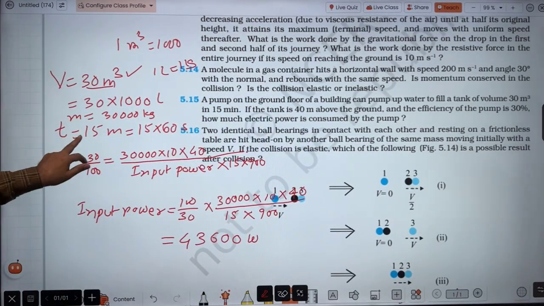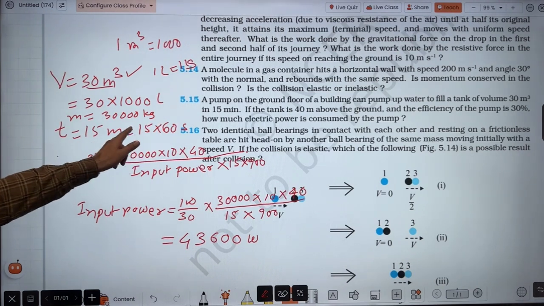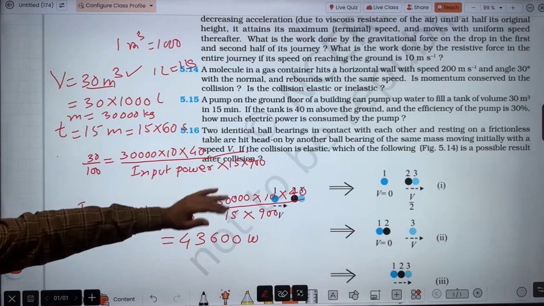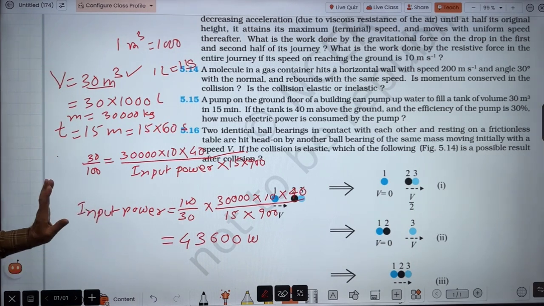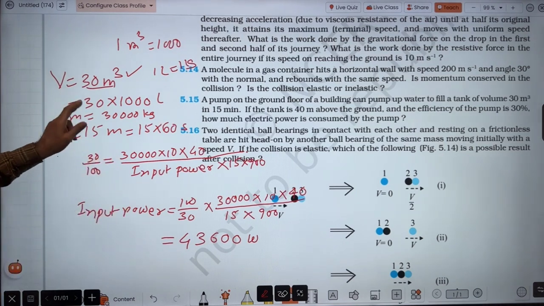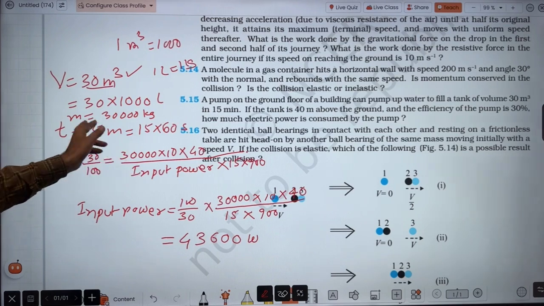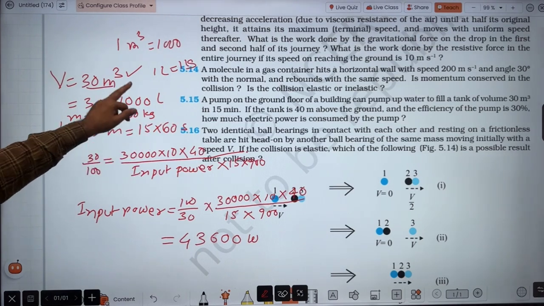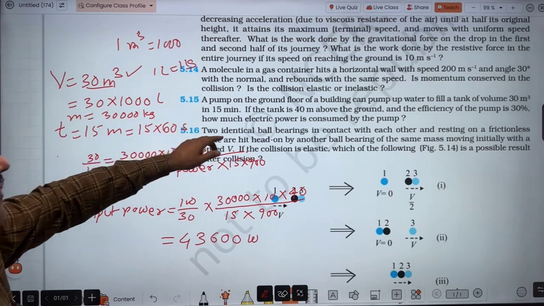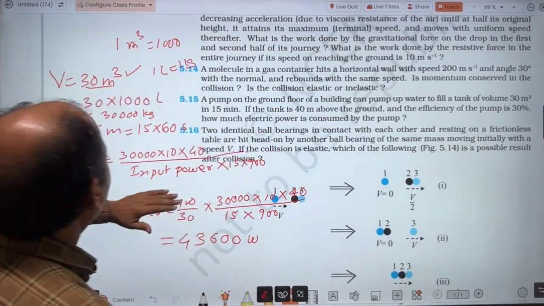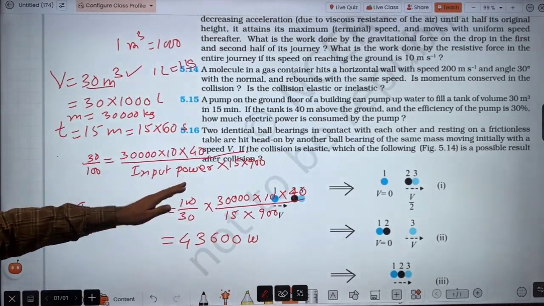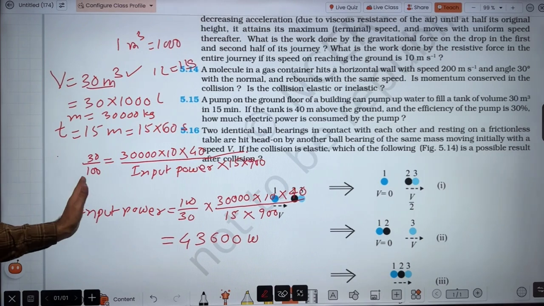So t equal to 15 minutes, which can be written as 15 into 60. So after putting that value, we can get the correct answer. You have understood that efficiency is equal to output power divided by input power, and output power can be found by using mgh divided by t. So m is this, g is 10, h is 40, that is given in our question, 40 meter, and divided by time, 15 into 60, and then we write the formula for efficiency, and then we can get input power. I think you have understood.